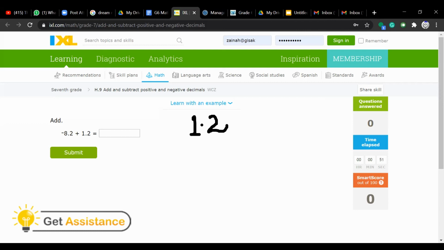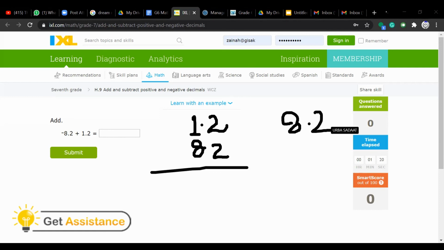So negative 8.2 is basically 1.2 in the positive. So it means that there. Zaina, stop moving your mouse. I get confused. If there are two pencils, I don't know which one is mine. Okay, this one is 8.2 over here.